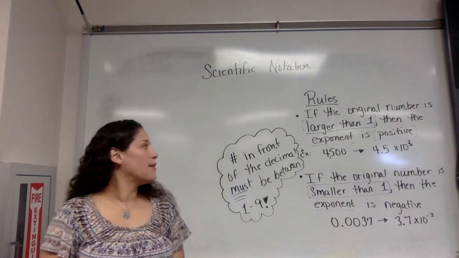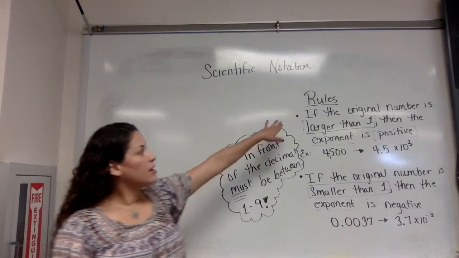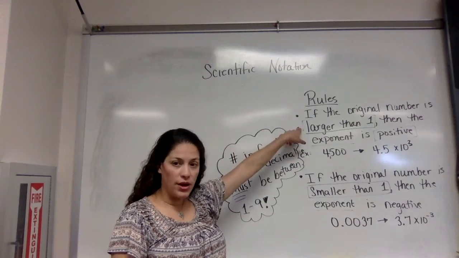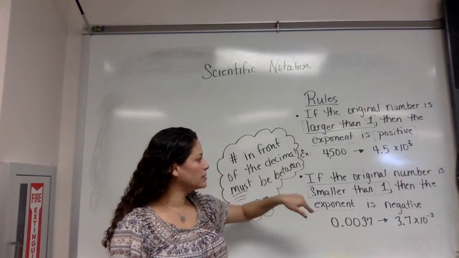This is Mrs. Verona. I'm going to do a mini lesson on scientific notation. So just kind of looking at the rules here. If the original number is larger than 1, then the exponent is positive. And I gave you a little example, and I'll solve this one for you guys.